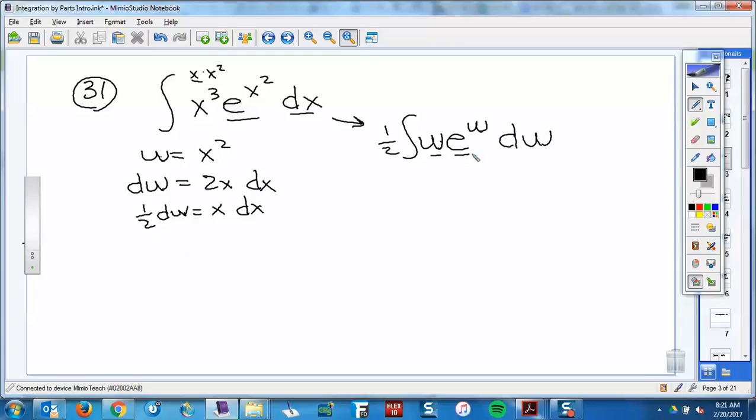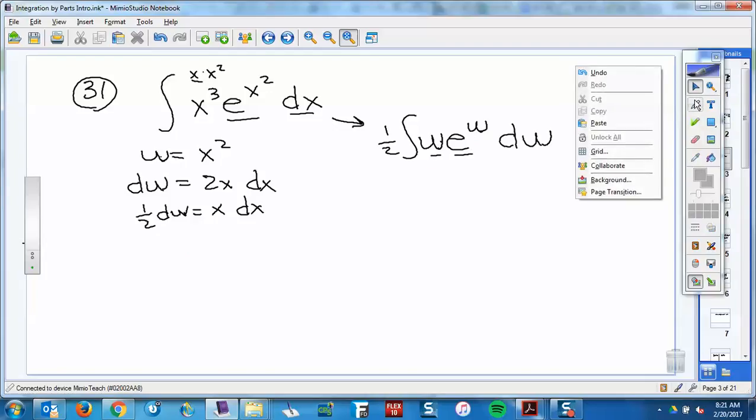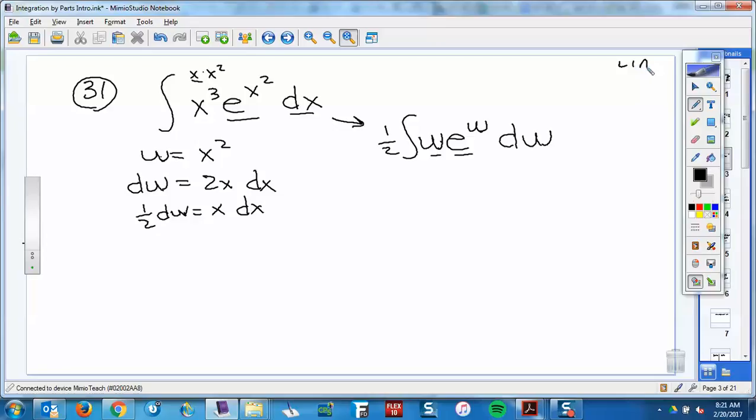So now I got algebra and I got exponential. Well, in LIATE, algebra is going to come before exponential. So I'm going to let u equal w, and I'm going to let dv equal e to the w dw. So du is just dw, and v would just be the antiderivative of e to the w, just e to the w. Now I can't forget about this 1/2.